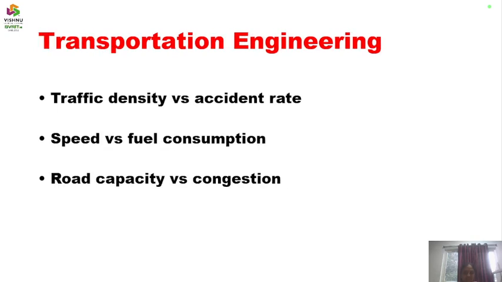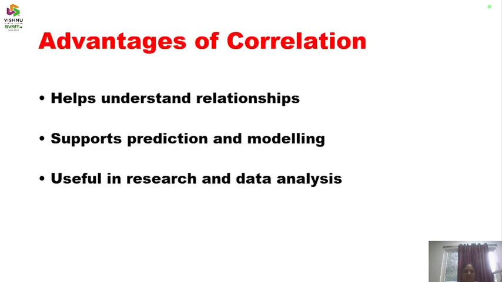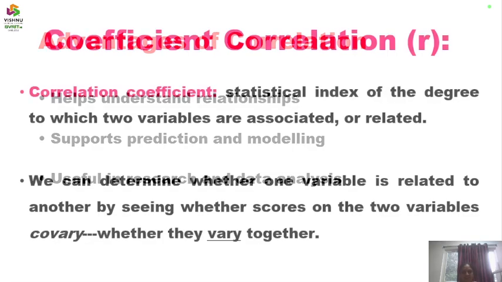When coming to transport, that means civil engineering, we can see traffic density and accident rates, speed and fuel consumption, road capacity and congestion. And coming to biomedical engineering: heart rate and blood pressure, medical signal analysis, disease prediction using patient data. Advantages of the correlation, other than what the previous slide tells: it helps understand the relations, supports prediction and modeling, and is useful in research and data analysis.